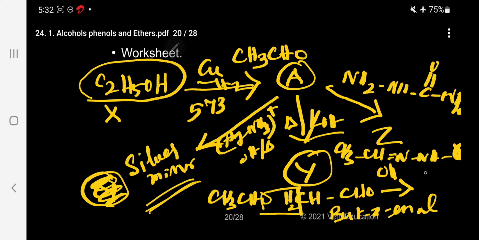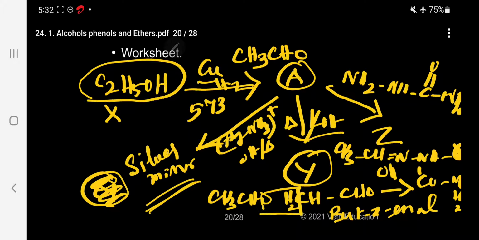Let me write here: that is CO-NH2. So this is the product, CH3CH=N-NH-CO-NH2. This is the semicarbazone of acetaldehyde. So now we have identified all the products.